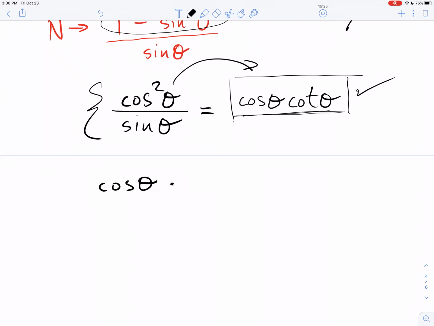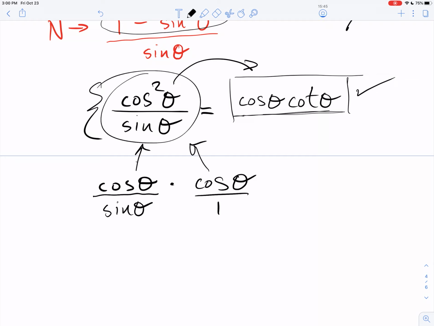Cosine theta times cosine theta is cosine squared theta. I'm going to put a 1 on the bottom here. And then I would say, didn't I just take what they had here and write it as two separate chunks? I think I did. I wrote it as two separate chunks. And in the book, this thing is called cotangent theta, and this is cosine theta. They just happen to write it like this.